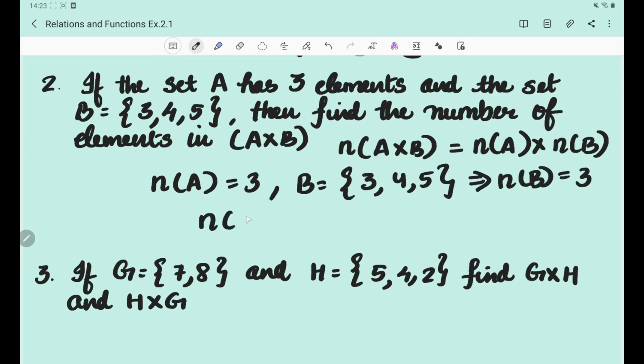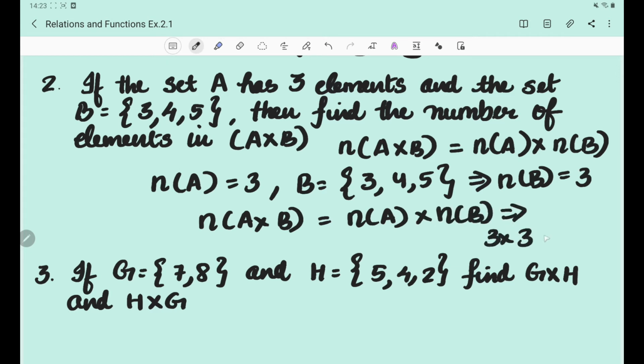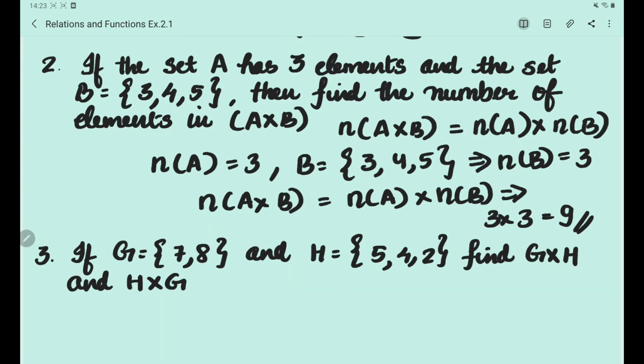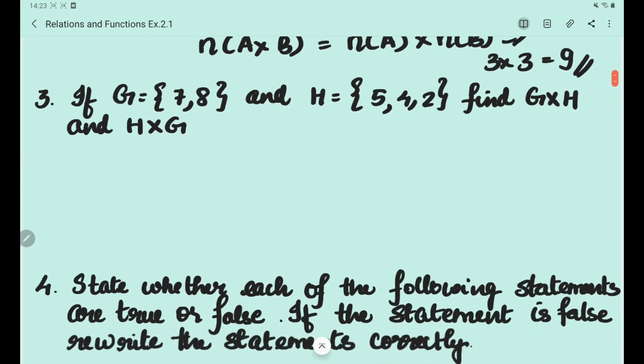So what is n(A cross B) then? The number of elements in A cross B is the number of elements of A into the number of elements of B, that is 3 into 3, which is equal to 9. So there are 9 elements in A cross B. Okay, so that's all for the second question. Now let's directly do the third question.